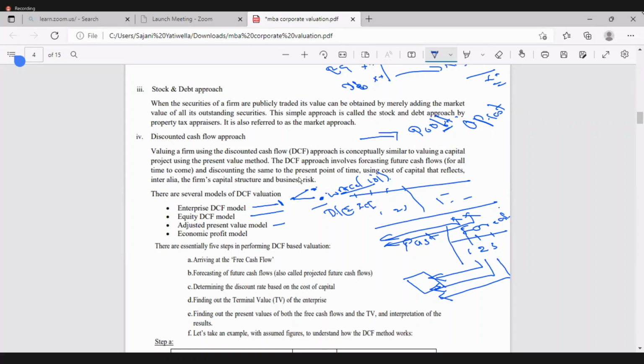Here, the estimation process is the same. We can forecast for the next period, next years, then maybe enterprise value, then maybe equity value, then maybe adjusted value, or maybe economic profit. So now here indicate there are essentially five steps in discounted cash flow based valuation.